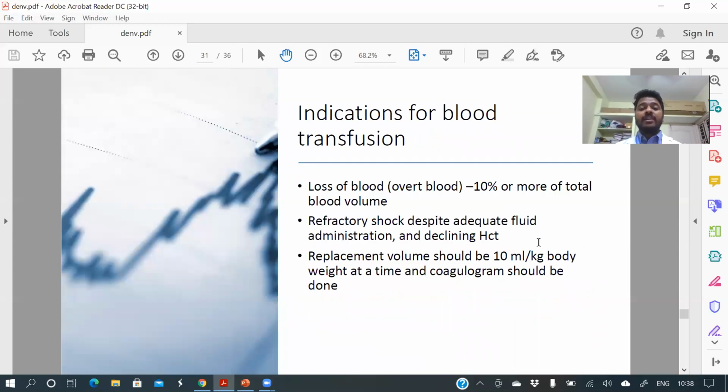So indications for blood transfusion: loss of blood 10% or more of the total blood volume, or refractory shock despite adequate fluid administration, declining hematocrit. We have seen in our previous slides also where we have to give blood transfusion, and replacement volume should be 10 ml per kg body weight at a time, and coagulation profile should be done.